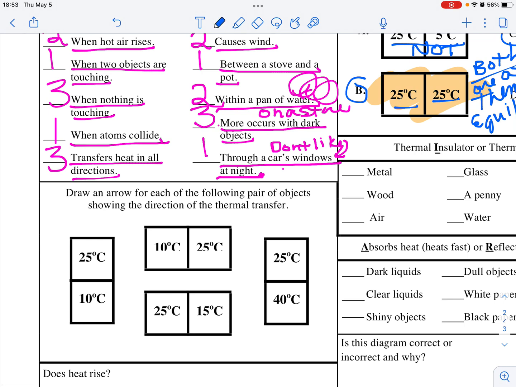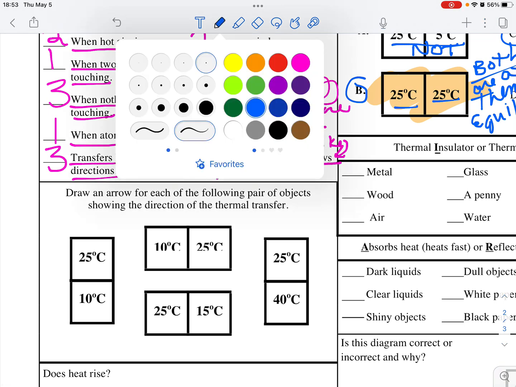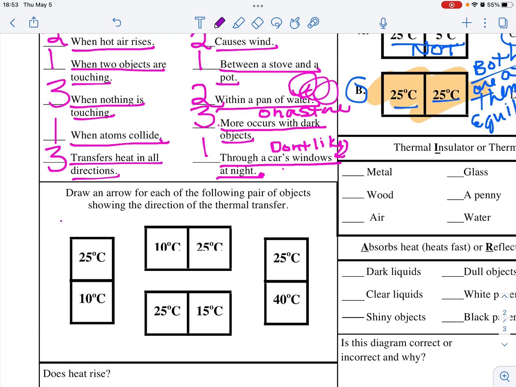Next, we're going to be showing an arrow that shows the direction of thermal transfer. And remember, we always go from higher to lower temperature. So pointing an arrow down, we will be going this way. If you want to write it out here, you certainly can. Now let's do this one. Our direction of thermal transfer will be in this direction.